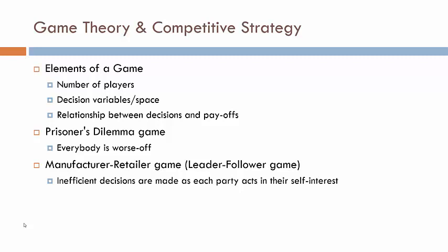So let me start by defining what a game is and what its elements are. The elements of a game are: 1, the number of players; 2, the actions or decisions that they can make; and 3, how their actions or decisions influence their payoff.